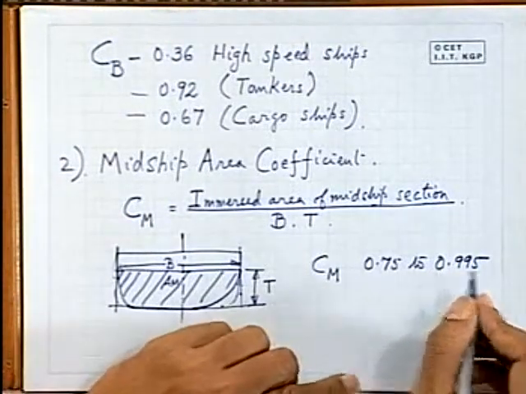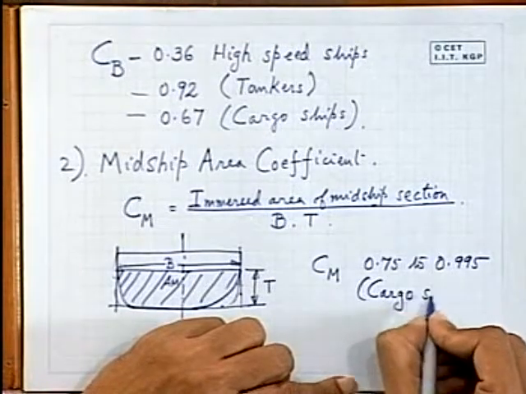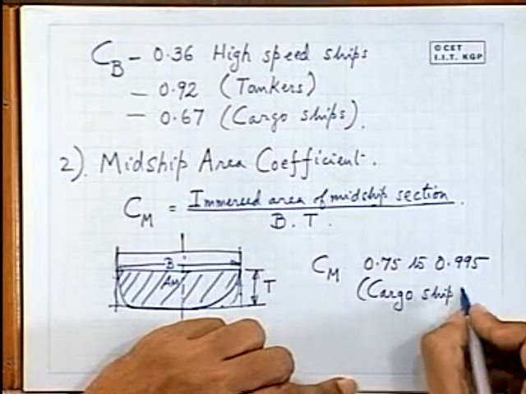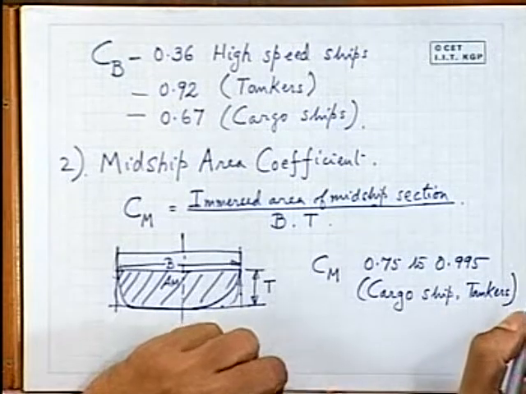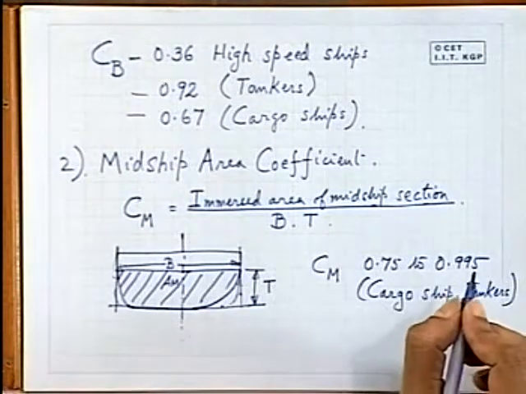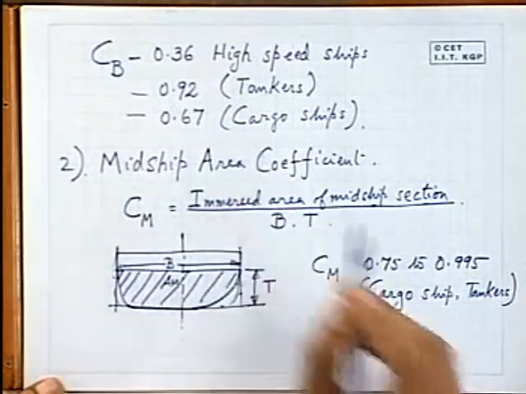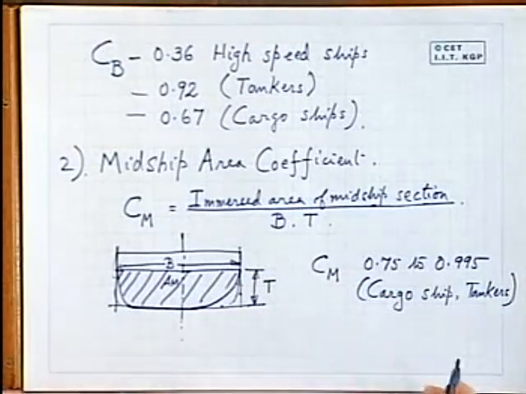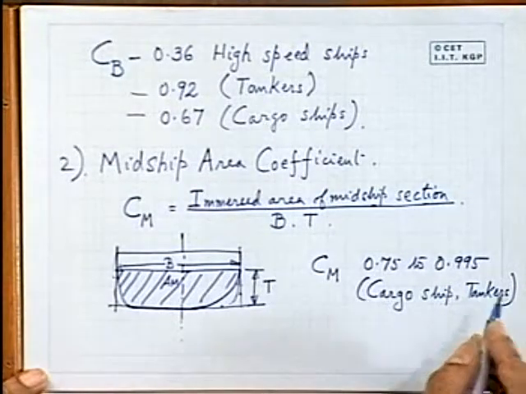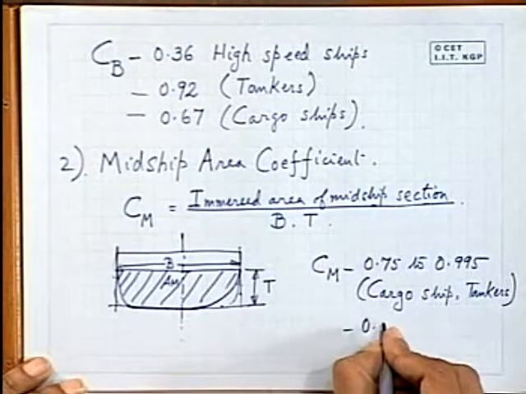Now this is for cargo ships. Cargo ships and tankers will be around 0.995. Tankers are actually very easy to build because the midship section coefficient and the block coefficient are also very high. Normally it will be made of straight shell plating, excepting a little bit in the forward and aft region. And the other is 0.62 for high speed ships.